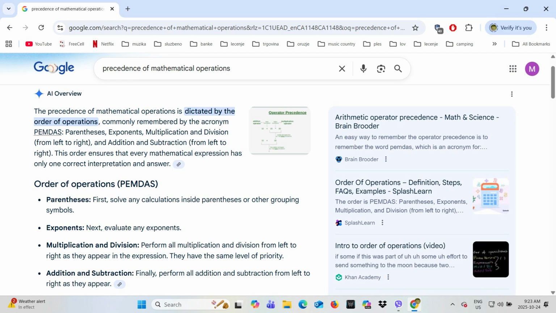Thank you, Google babe. By the way, functions like sinus, cosinus, logarithms are below parentheses and above everything else.